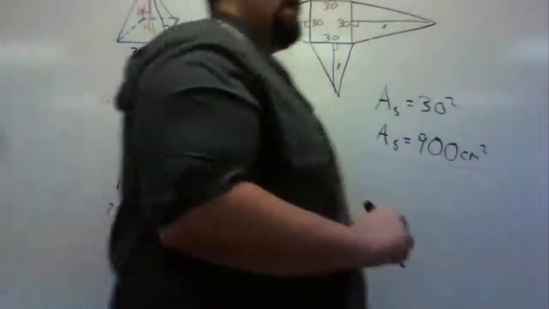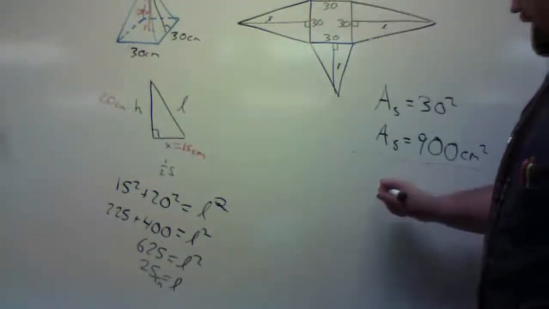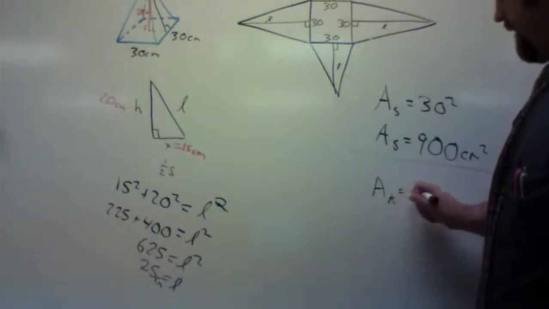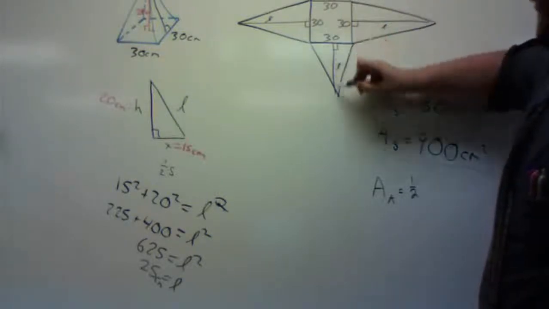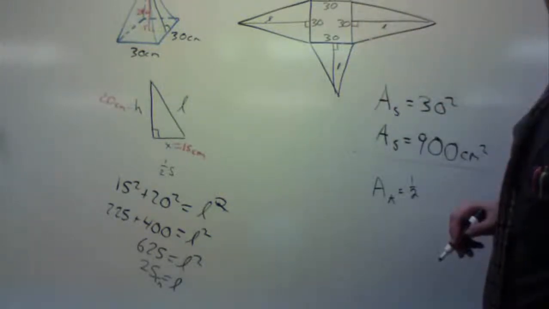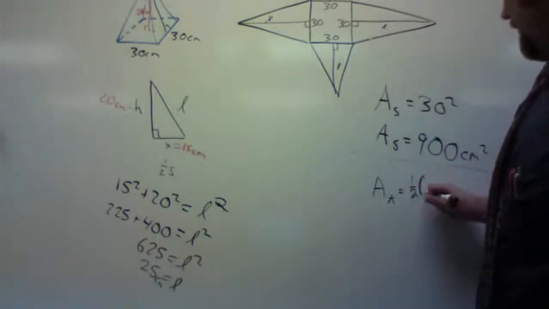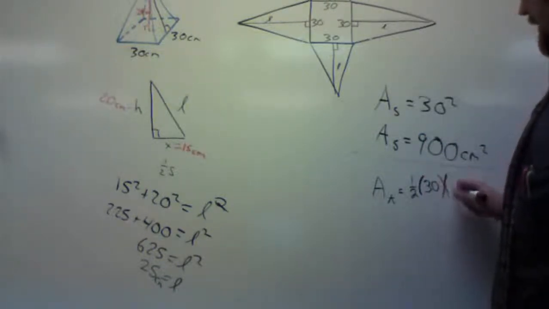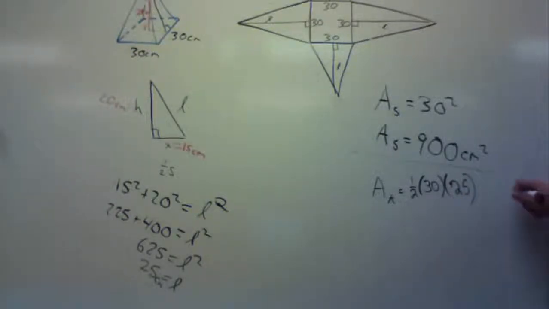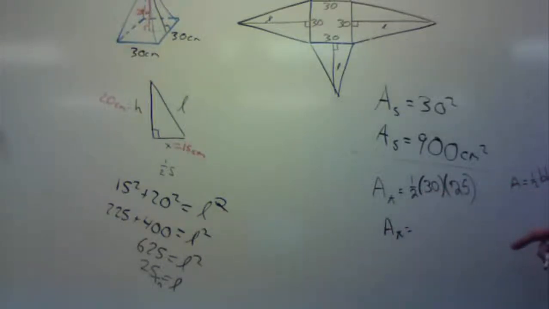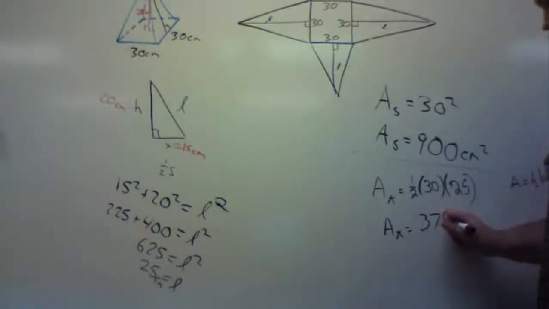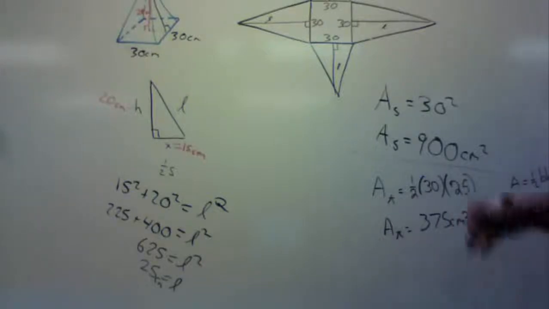And I use that to find the area of each triangle. The area of each triangle is going to be 1/2 base times height. Well, the base is 30. The height of each triangle is 25 because the slant height is 25. Again, the area equation for a triangle is 1/2 base times height. So when I plug this in, the area of the triangle is going to be equal to 15 times 25, 375 centimeters squared.